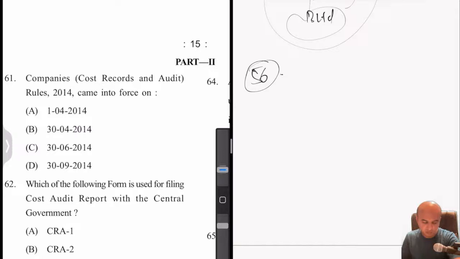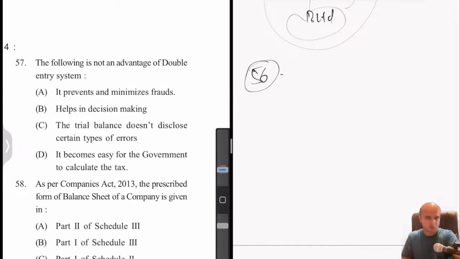Question number 57. The following is not an advantage of double entry system. Okay, let's read the options. It prevents and minimizes frauds. Obviously it does. Since it is double entry, it will obviously prevent and minimize fraud. I won't get into the details. It helps in decision making. Of course, yes, all those reports which are generated courtesy double entry will help in decision making.